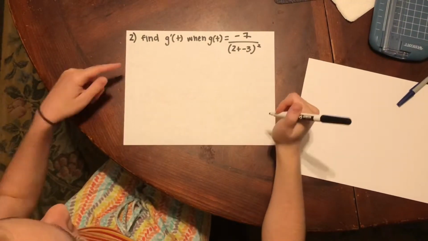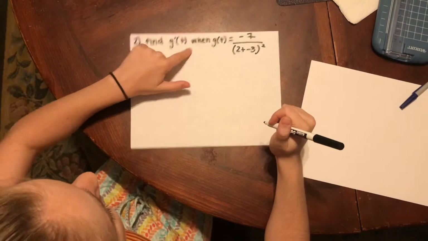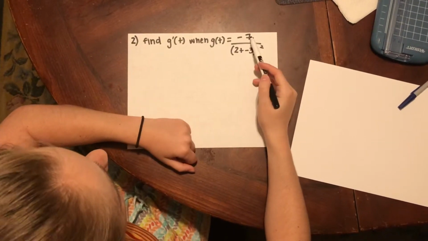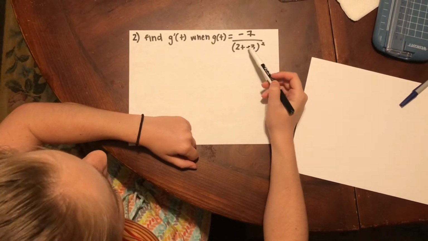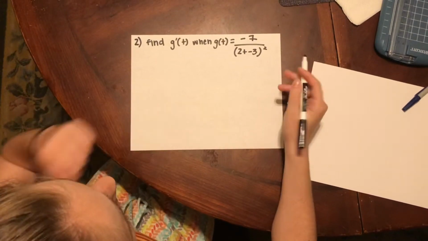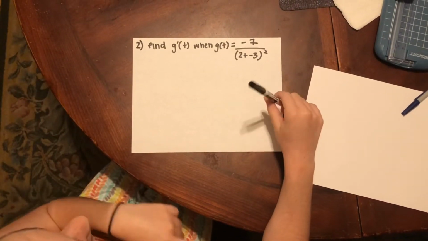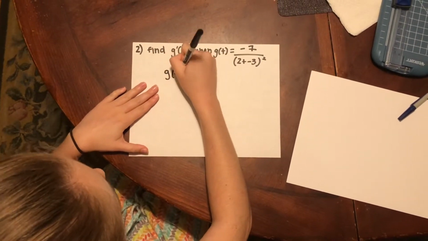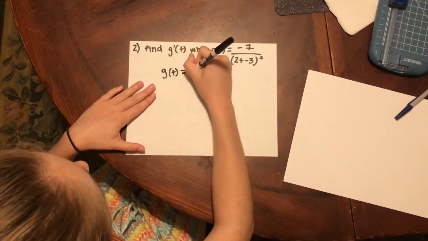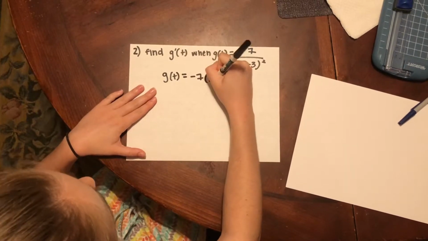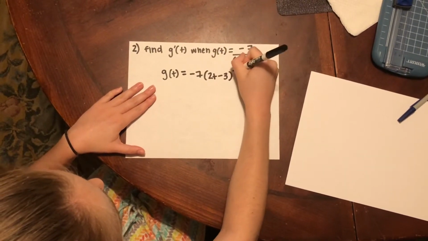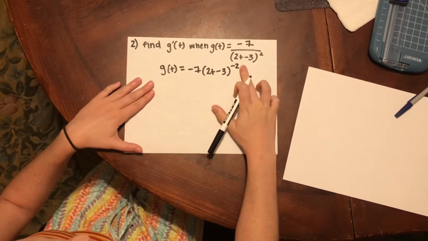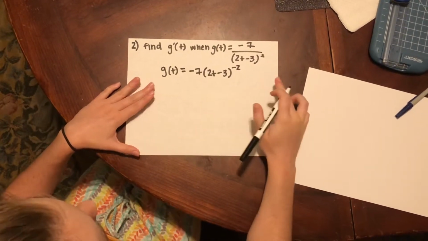Okay, so for our second example, we're going to find g prime of t when g of t equals -7 divided by 2t minus 3 squared. So we're going to rewrite this function to make it easier to take the derivative of it. So basically we're going to do g of t equals -7 times 2t minus 3 to the -2, and the -2 denotes that it is in the denominator.